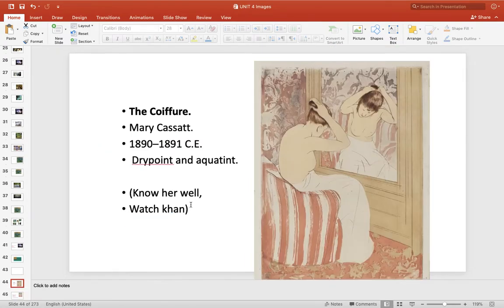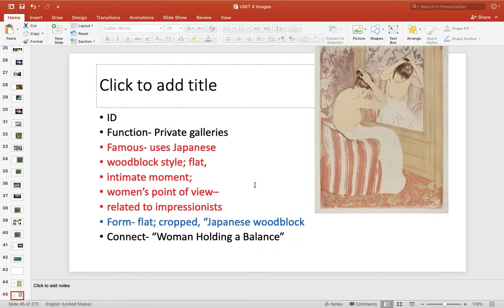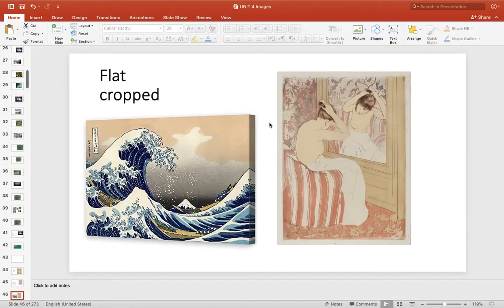The Coiffeur by Mary Cassatt, you want to know this one really well. This is famous because it uses Japanese woodblock style, flat, an intimate private moment, a woman's point of view. She hung out with the Impressionists. The form is flat and cropped, cut off, intimate, similar to a flat Japanese woodblock.